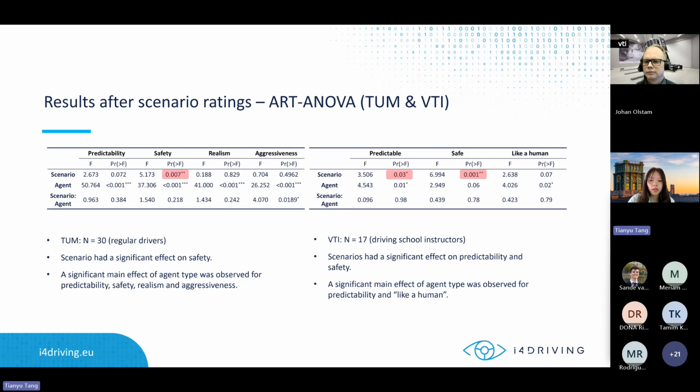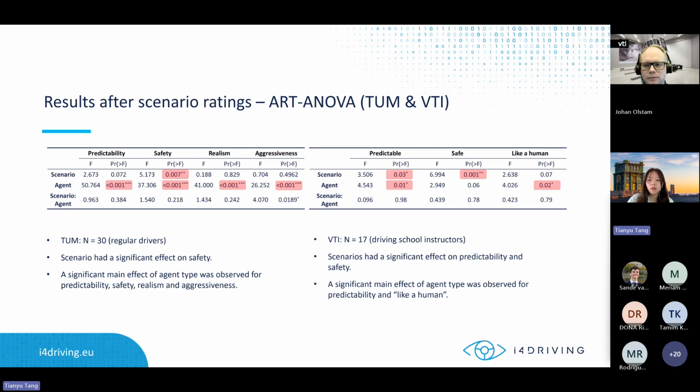Now we look at the key factor, agent type. At TUM, agent type showed a significant main effect on all four variables: predictability, safety, realism, and also aggressiveness. On the VTI side, agent type showed significant effects only on predictability and human-likeness. In other words, participants were able to distinguish between these two agent types.